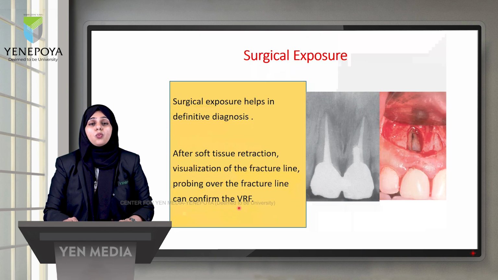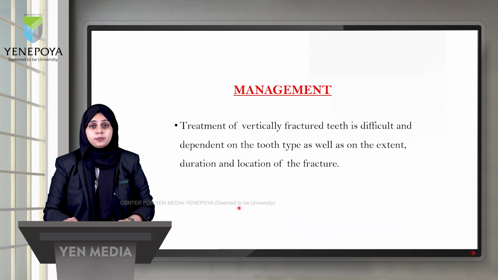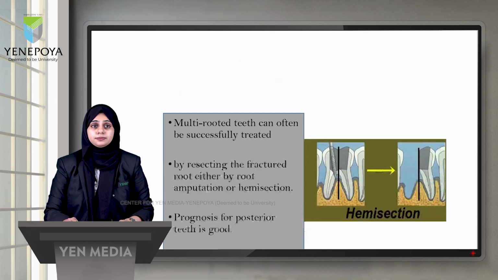Surgical exposure. Once vertical root fracture is suspected clinically and radiographically, then surgical exposure can help in definitive diagnosis. After soft tissue retraction, visualization of the fracture line and probing over the fracture line can confirm the vertical root fracture. Coming to the management, prevention is key for managing the vertical root fracture, as the treatment of vertical root fracture is very difficult and it is dependent on the type of tooth as well as its extent, duration and the location of the fracture.